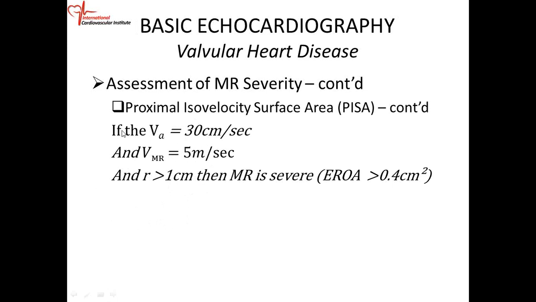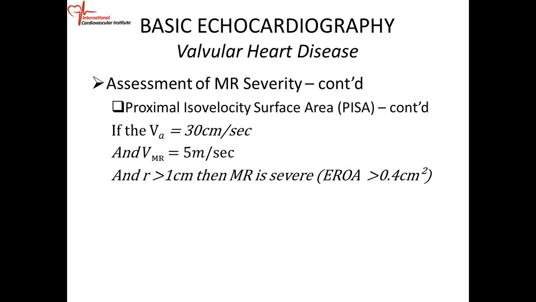In the same breath, if your Aliasing velocity is 30 centimeters per second and your mitral regurgitant velocity is 5 meters per second, then if R is greater than 1 centimeter, the MR is severe. Because if you plug that, R greater than 1 centimeter, in the equation, you're going to see that your EROA is going to come out to be more than 0.4. If your EROA is greater than 0.4 centimeters squared, then the mitral regurgitation is severe.